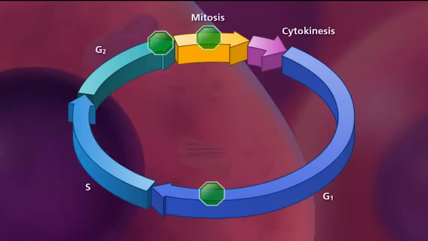There are 3 different checkpoints that a cell must go through in order to complete the cell cycle. There is one in the G1 phase, another in the G2 phase, and the last in the M phase.